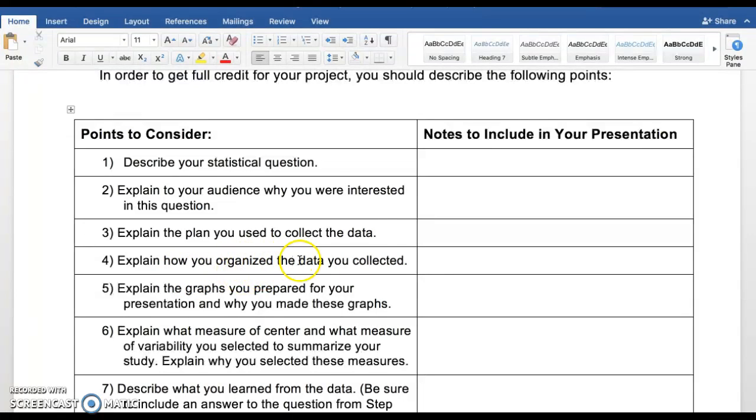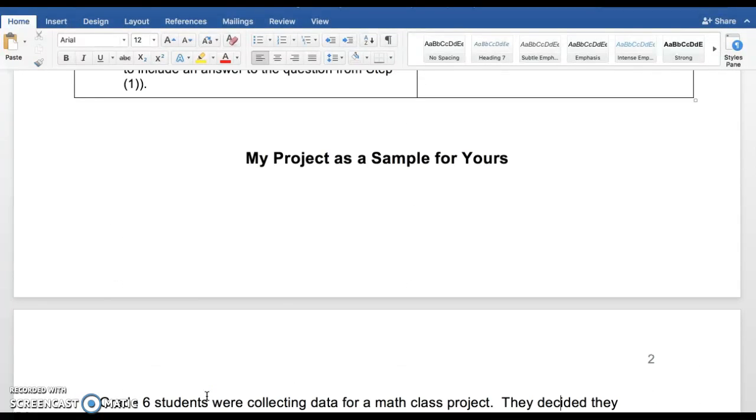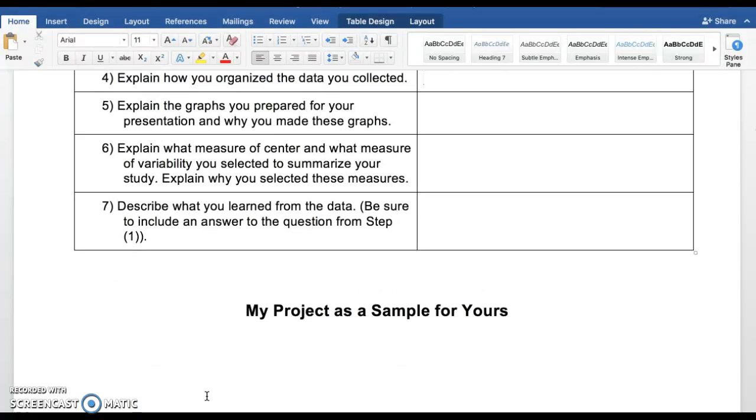Explain how you organize the data you collected. And number 5, explain the graphs you prepared for your presentation and why you made these graphs. And number 6, explain what measure of center and what measure of variability you selected to summarize your study. Explain why you selected these measures. And step 7, describe what you learned from the data. Be sure to include an answer to the question from step 1.